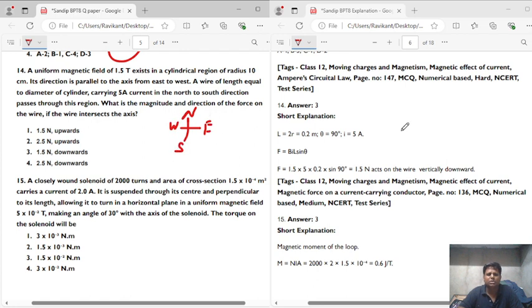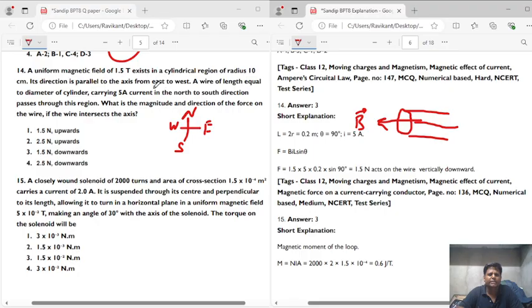As per the question, a uniform magnetic field of 1.5 Tesla exists in the cylinder region of radius of this. Its direction is parallel to the axis from east to west. So this is the direction of the magnetic field, and this is also the axis of the cylinder. If I draw the cylinder, this is the cylinder, this is the magnetic field, and this is the axis of the cylinder.